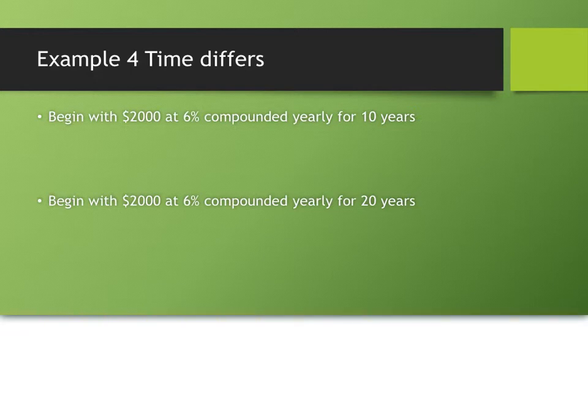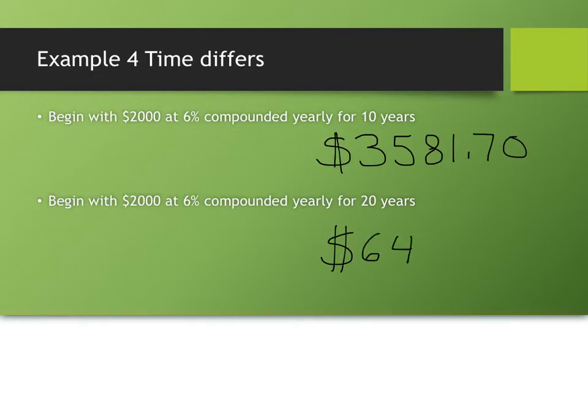And you would get out a total of $3,581.70 if we waited 10 years. And if you waited 20 years, you would get out a total of $6,414.27. Now again, let's examine that for interest. If I do the interest, that's going to be $1581.70 versus interest over here is $4414.27. So notice here, we get the same kind of situation as when the rate differed.